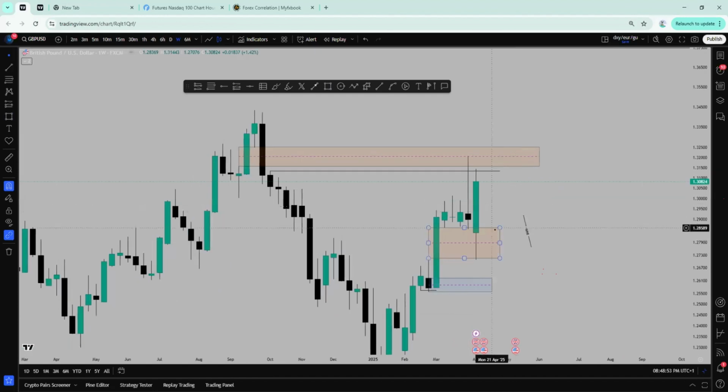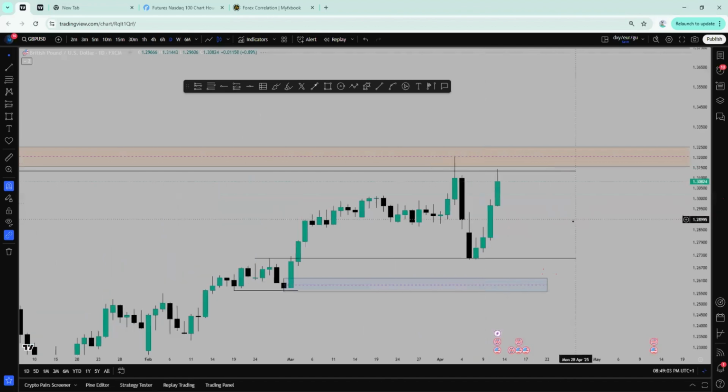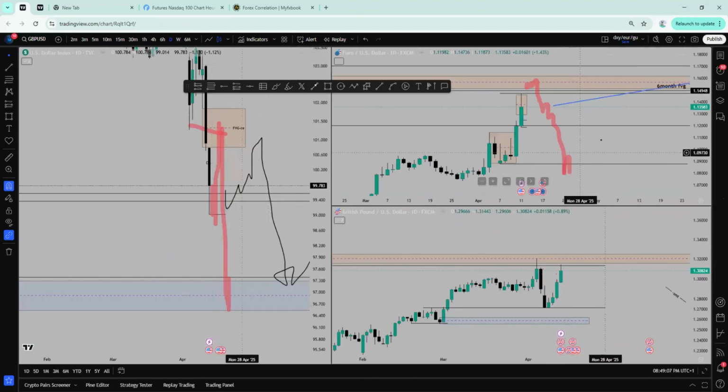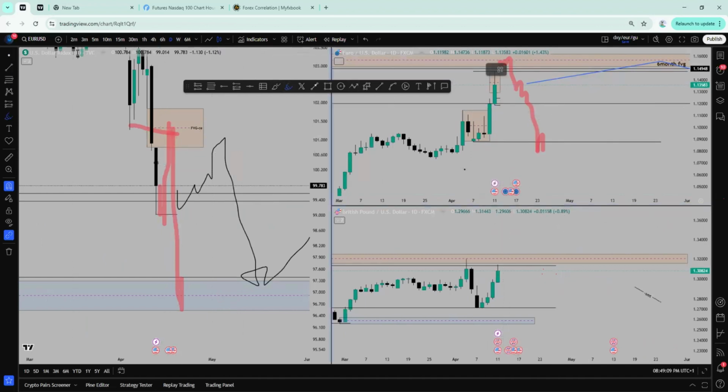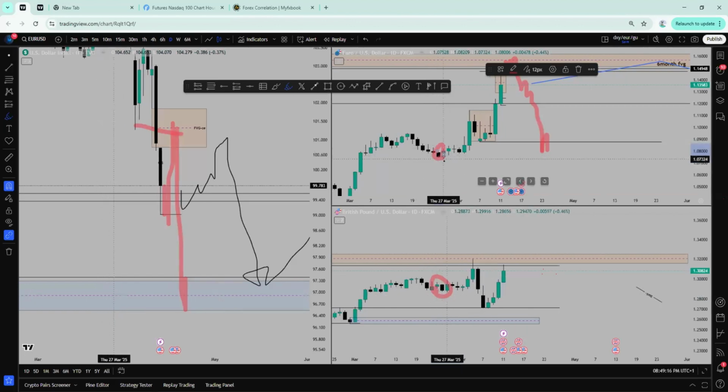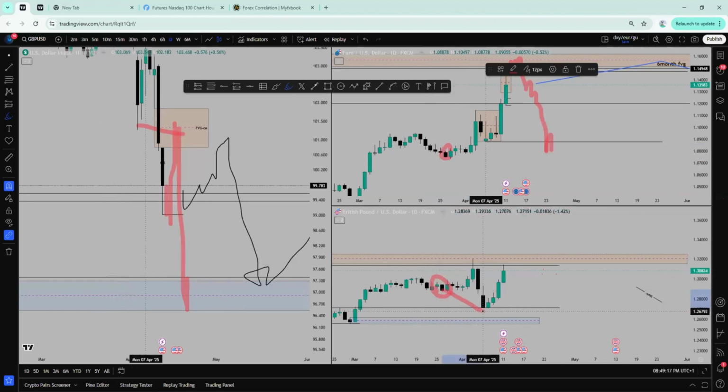But eventually it dropped so much, and because of that, we had lots of SMT. We had an SMT, which on the daily is very clear. You can see that Euro USD did not take out its own low. This low is the same low on Euro USD. We can see that this one took out the low, and then on Euro USD we did not.